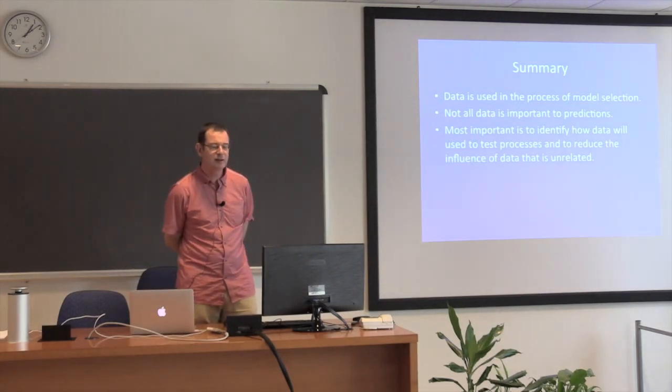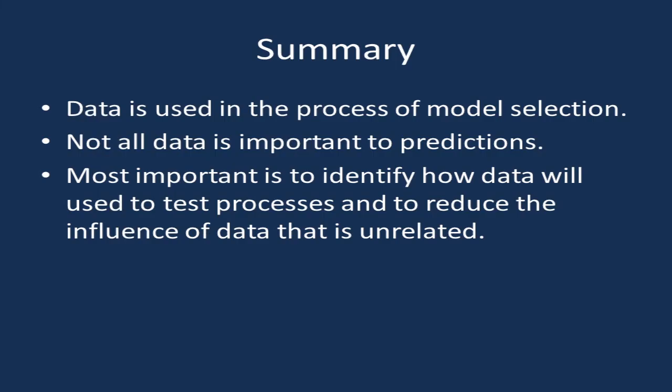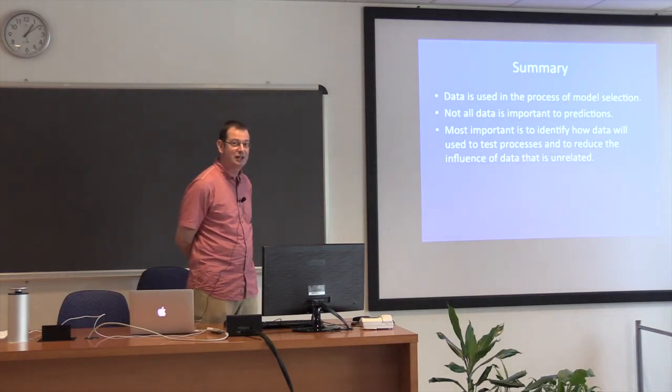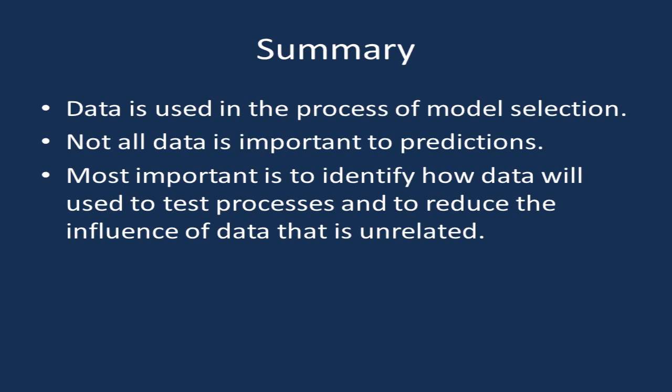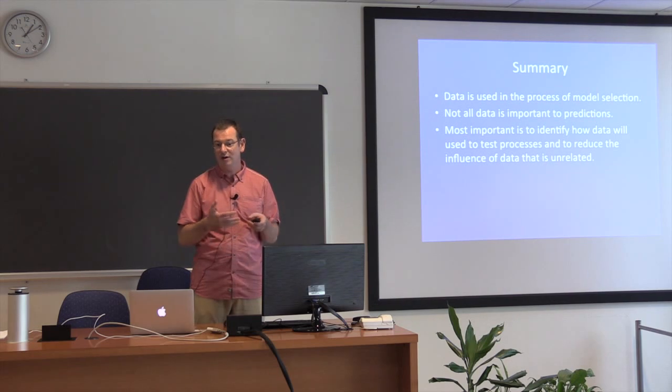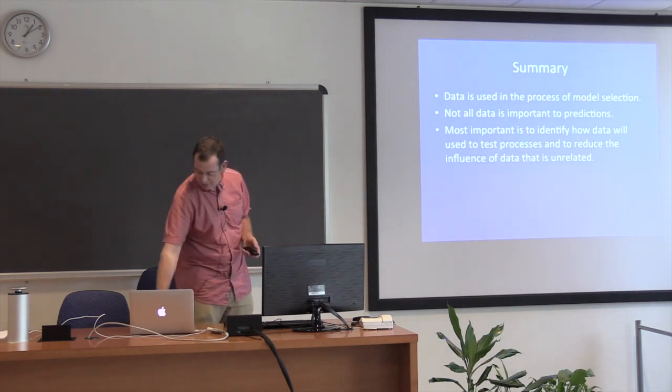So, in summary of some of the main points of this lecture: one, data is used in a probabilistic framework to select the different versions of the model that are valid for predictions. However, not all data is useful to predictions. So ultimately, it's important to understand how the data is being used in order to select the data and to test the different model versions, to know that it represents data constraints on processes and outcomes that are of interest. So that's a summary of the use of data.